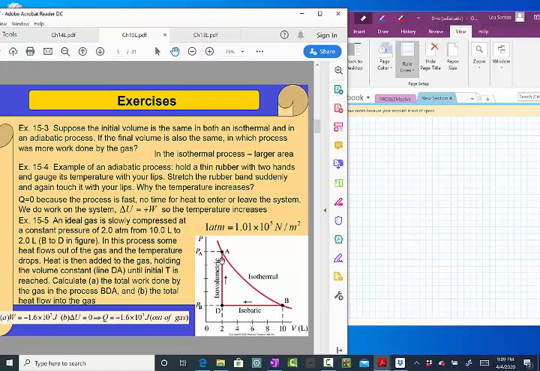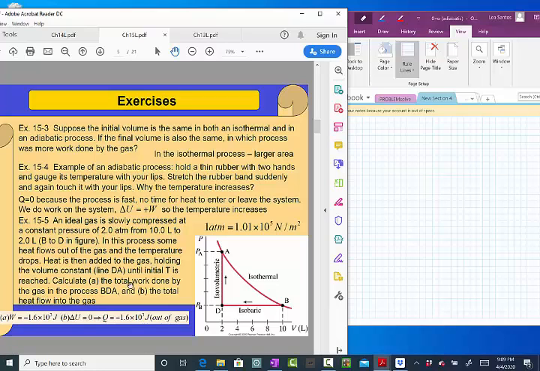It's isovolumetric. So from B to D, we are isobaric, constant pressure, but the volume is changing. There is work here. And from D to A, there is no work. The volume is not changing, just the pressure. Okay, what are the questions? Calculate A, the total work done by the gas in this whole process from B to D to A.